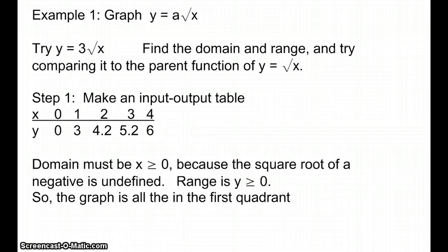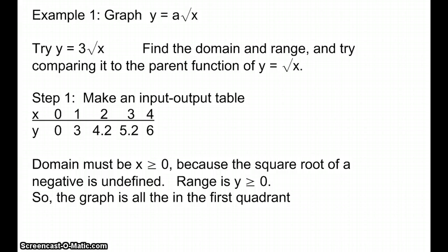Here's example 1. Graph y equals a times the square root of x. Let's try this one. y equals 3 times the square root of x. We're going to find the domain and range and try comparing it to the parent function of y equals the square root of x. So the first step is to make an input-output table. I set values of x as 0, 1, 2, 3, and 4. If you wanted to use values that you can easily take square roots of, that would be fine. I calculated the value of y by taking the square root of the x value and multiplying by 3. So the values of y are 0, 3, 4.2, 5.2, and 6.